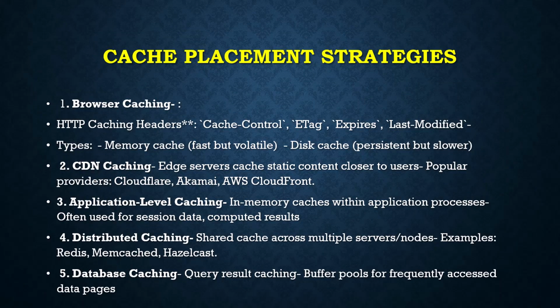So now let's look at cache placement techniques or strategies. The first one here is browser caching, and you are talking about HTTP caching headers. Under the HTTP caching headers, we have cache control, e-tags, expires, and last modified. And here are some examples: memory cache, in brackets fast but volatile, and we have the disk cache, which is persistent but slower.